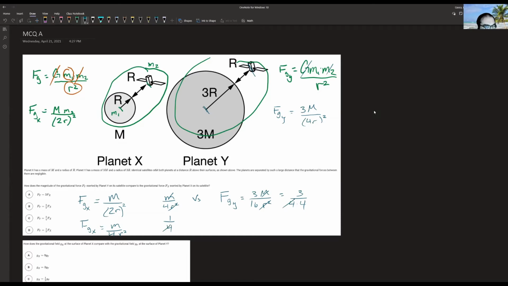And so the force due to gravity on planet Y is going to be 3/4 the force due to gravity on X. So let me know if we have questions over that, because this one can seem really tricky.